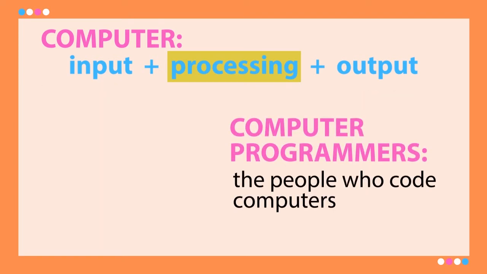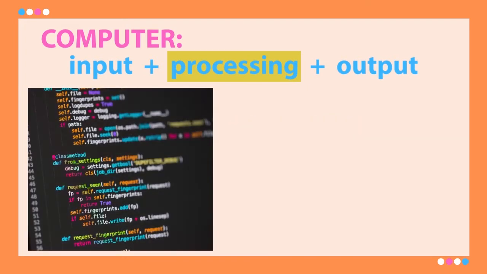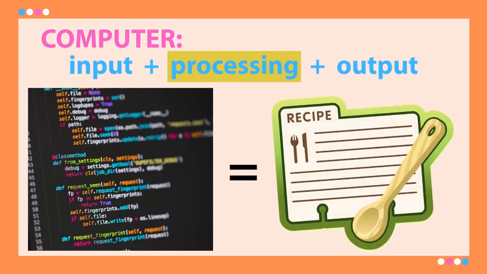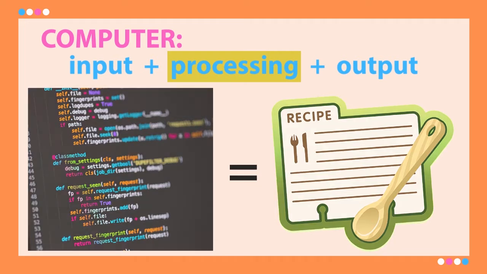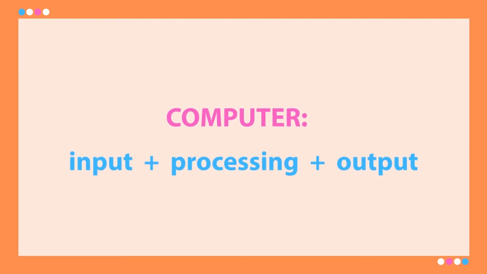Computer programmers, the people who code the computers, usually write code that looks kind of like this. While this seems difficult to read, it's really doing the exact same thing as a recipe by telling the computer what steps to take to process the input data. Now that you know the basics of computers and coding, go on ahead to Activity 1.